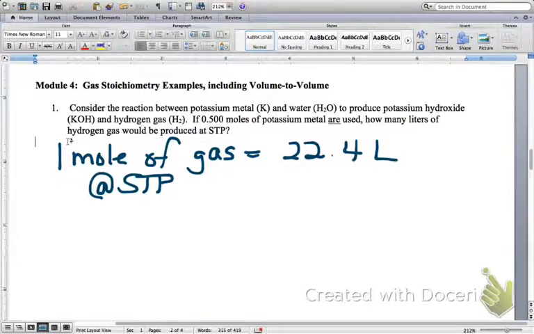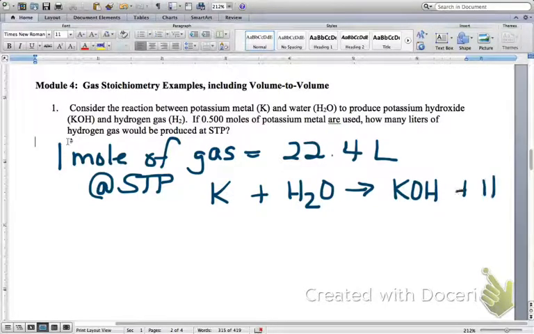Okay? In this particular problem, it says, consider the reaction between potassium metal and water. So we're going to need to start by writing out a balanced chemical equation. Remember, rule number 1 of stoichiometry is always start with a balanced chemical equation. So potassium plus water, and it tells us that when potassium and water react, it produces potassium hydroxide, whose formula is KOH, and hydrogen gas, whose formula is H2. So there's our skeleton equation: K plus H2O yields KOH plus H2.